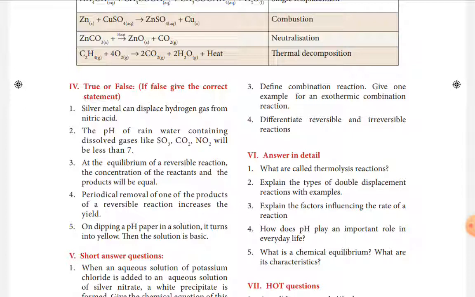Then fourth one, periodical removal of one of the products of the reversible reaction increases the yield. That is true. On dipping the pH paper in the solution, it turns yellow, then the solution is basic. So that is going to be true. Answer is true. So next, see, short answers are given.